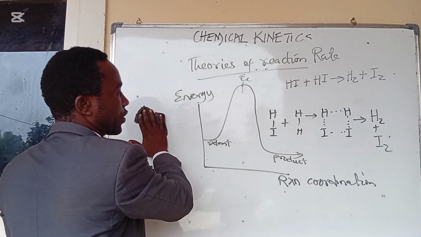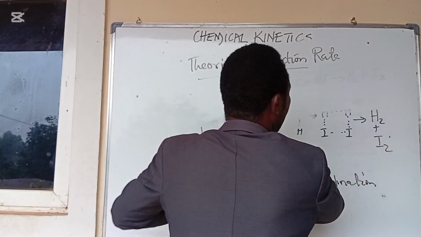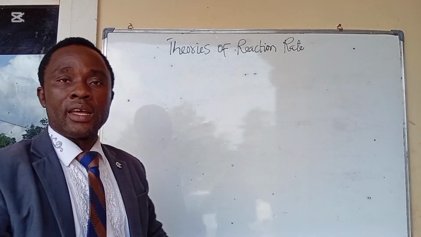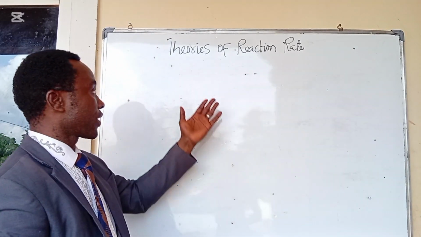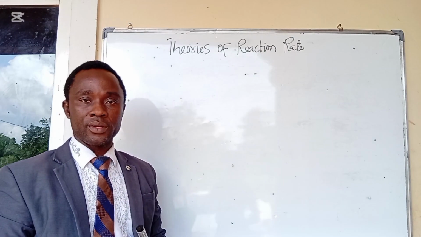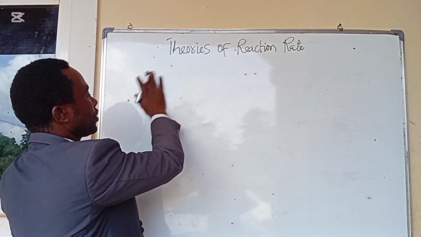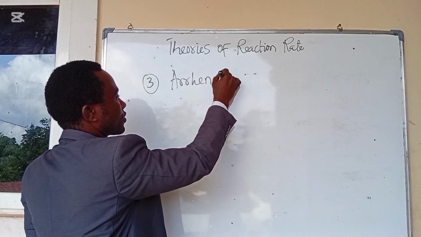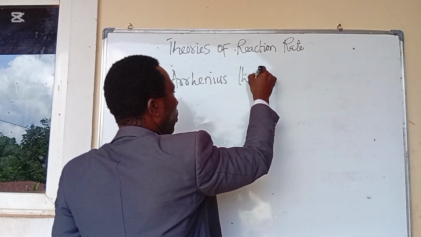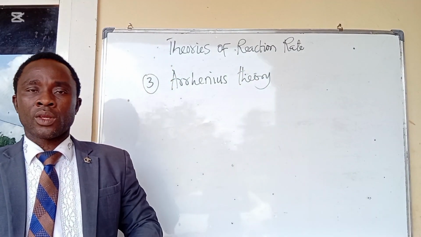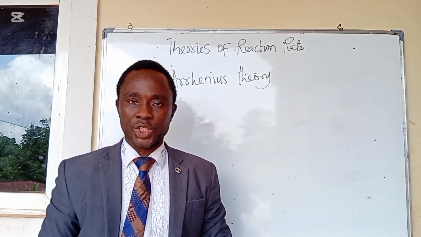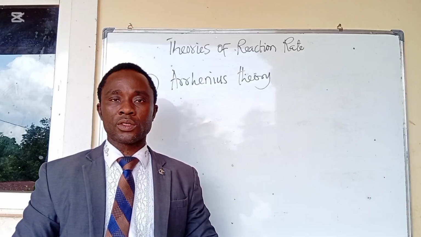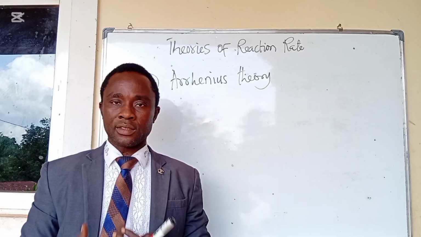Now, the last theory that we'll consider. So the third theory of reaction rates is Arrhenius theory. That is the third theory. So Arrhenius theory, number 3. What is his theory about? He states that the rate of reaction is directly proportional to temperature. That means Arrhenius related rate of reaction and temperature.